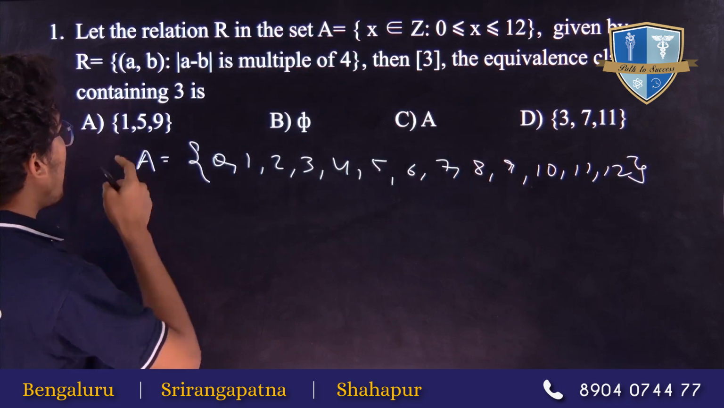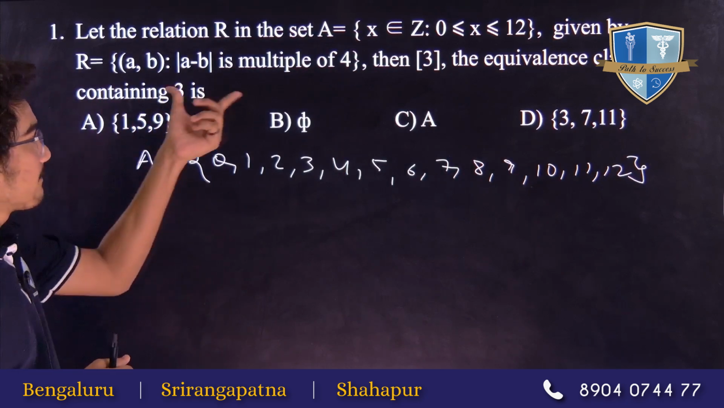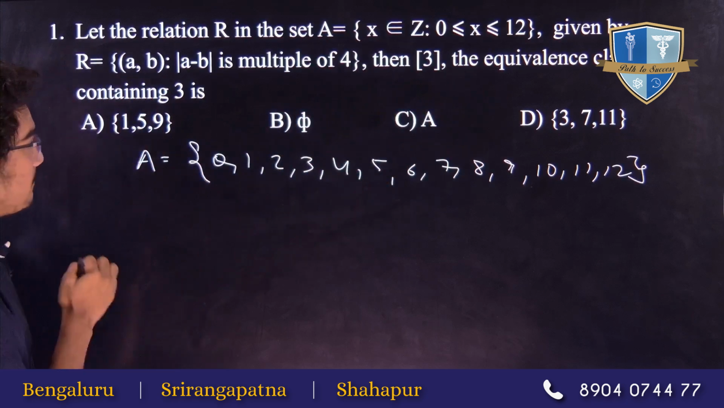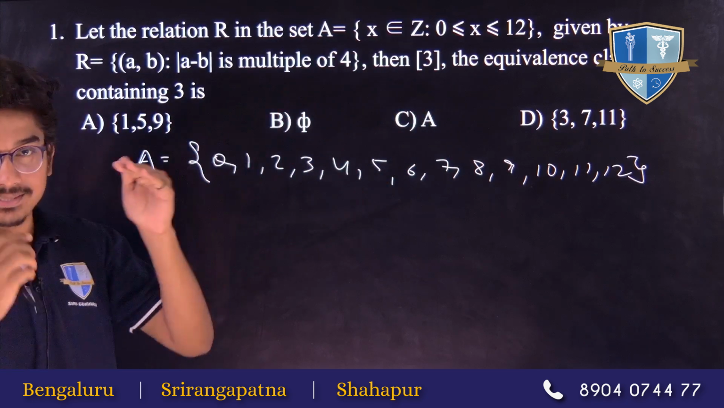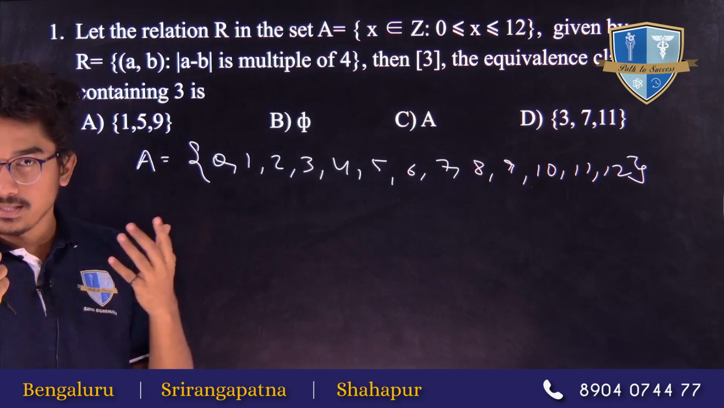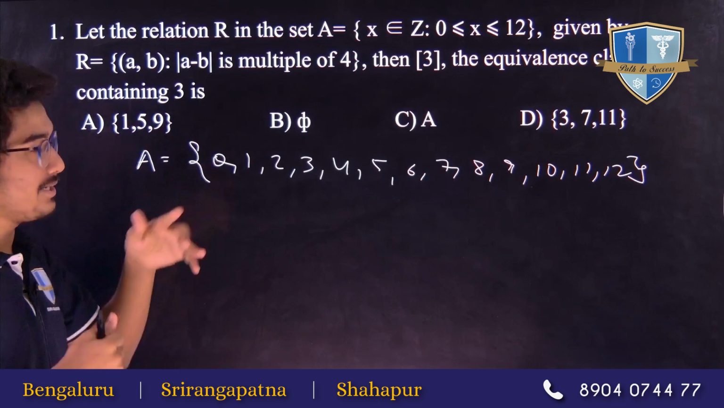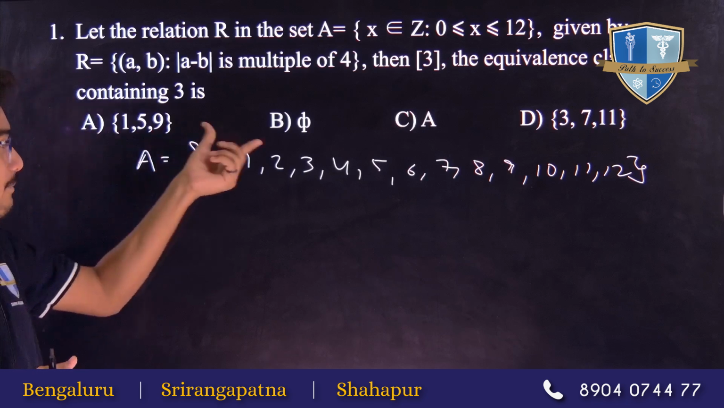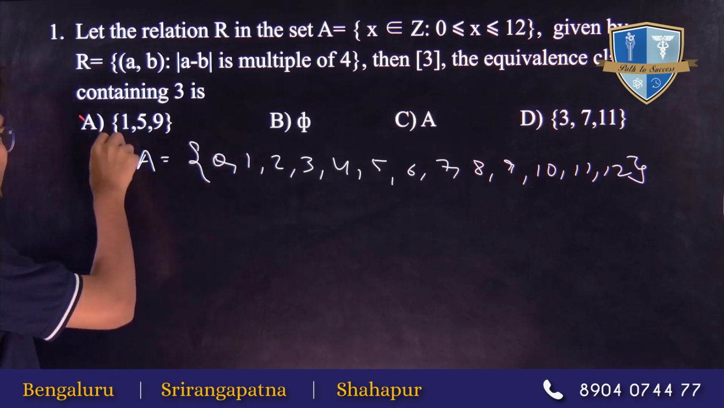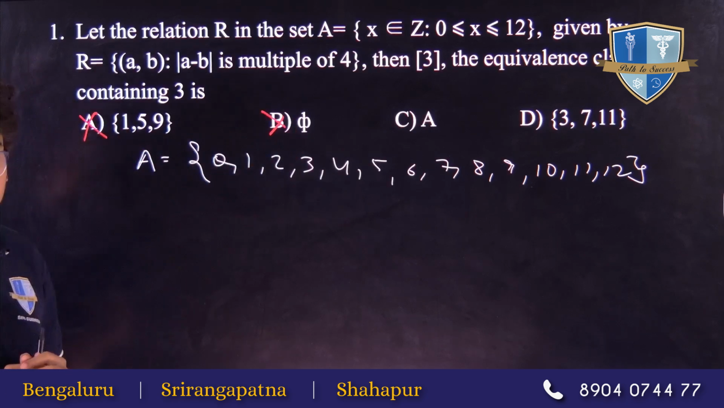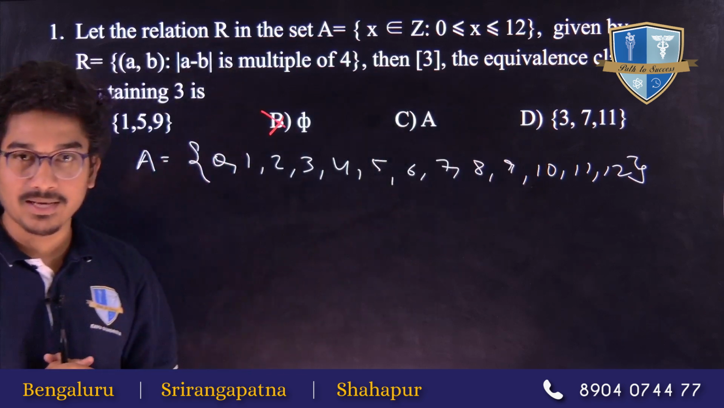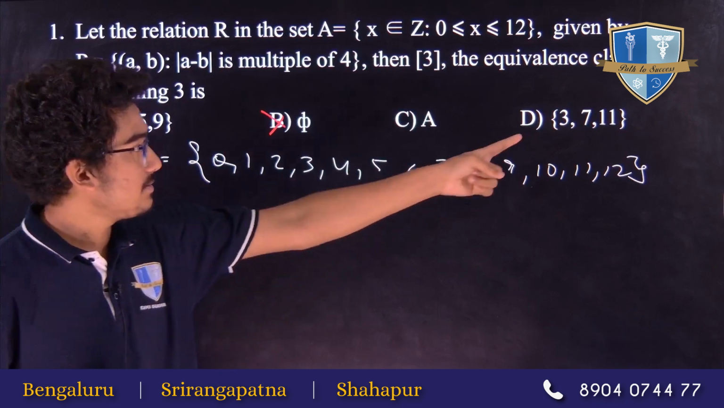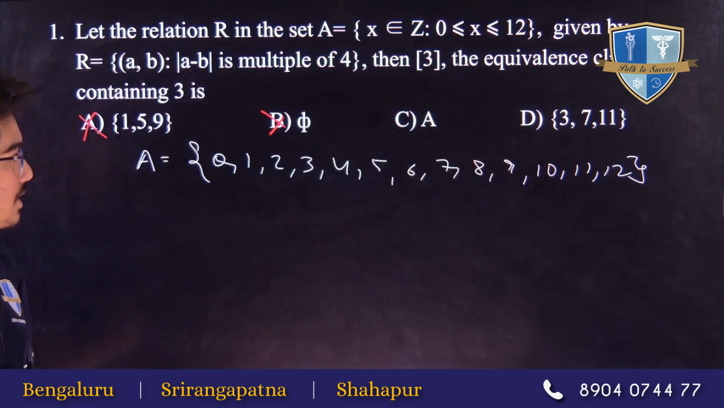Now R is a relation on (a, b) such that the absolute difference is a multiple of 4, and the equivalence class containing 3 means we need a set of values of a and b which contains 3, so the set must contain 3. So we can directly eliminate options A and B because they don't have 3 in them. But in option C and option D there is a 3. So the answer is between C and D.